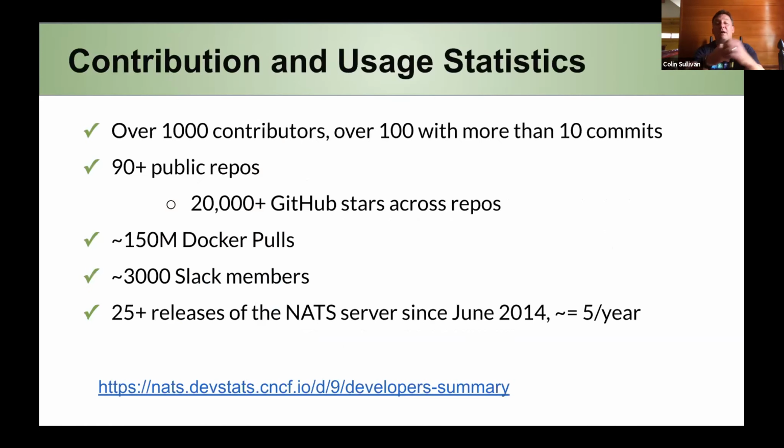So we have over 1,000 contributors, over 100 with more than 10 commits. So a number of our contributors like to just keep contributing. That's a good sign. Over 90 public repositories, and across all those repositories, we have over 20,000 GitHub stars. It's kind of a vanity metric, but we do have over 150 million Docker pulls and over 3,000 Slack members. So we've really started growing. The trajectory of NATS seems to really be starting to take off.